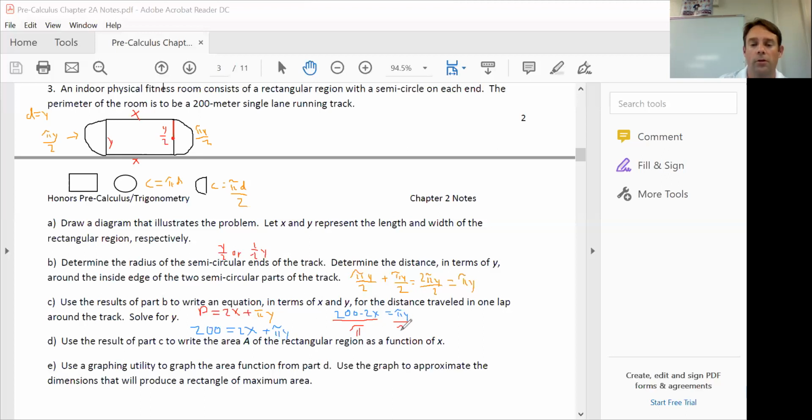That would be yummy. And when we do that, we end up with y equal to 200 minus 2x all over pi.